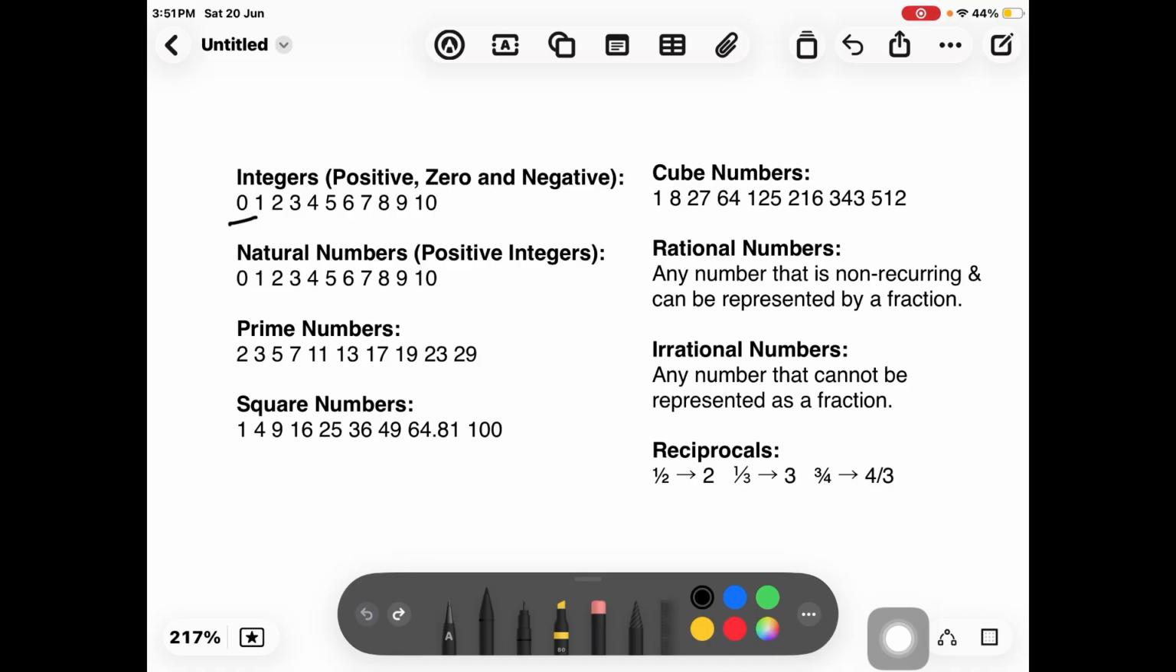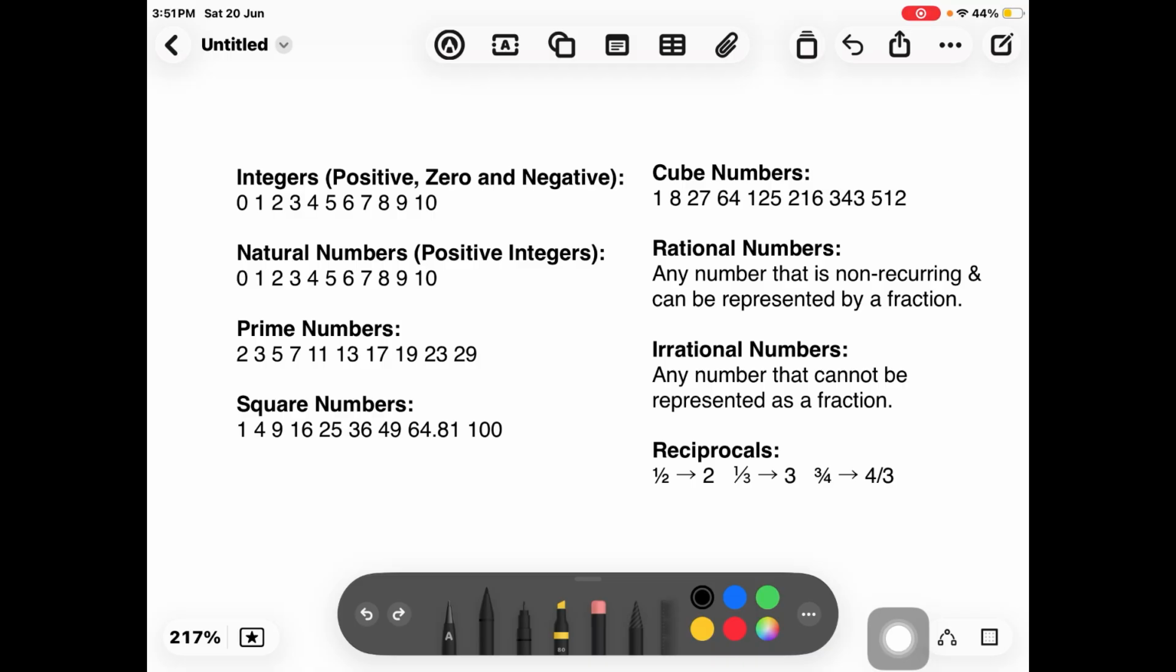Basically any whole number. Then we have natural numbers, which is pretty much the same thing, except it doesn't include 0 and it doesn't include negative numbers. So we have 1, 2, 3, 4, 5, 6, no 0. That's a mistake. And then the next type is prime numbers.